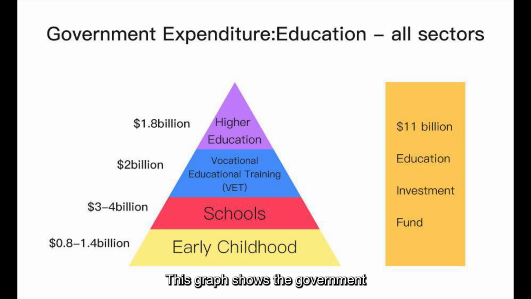This graph shows the government expenditure in different sectors of education. It is shown on the graph that $11 billion are invested in education in total. At the top of the pyramid, we can see higher education, in which $1.8 billion are invested, followed by vocational educational training and schools, which get $2 billion and $3.4 billion respectively. At the bottom of the pyramid, we can see early childhood, in which $1.4 billion are invested. It can be seen that schools get the highest investment, while early childhood gets the least. In conclusion, this graph gives very interesting information.